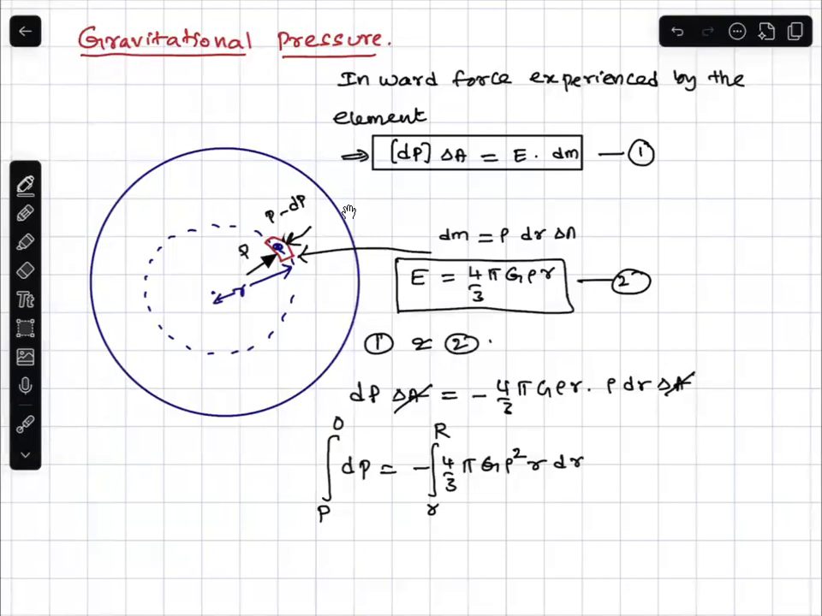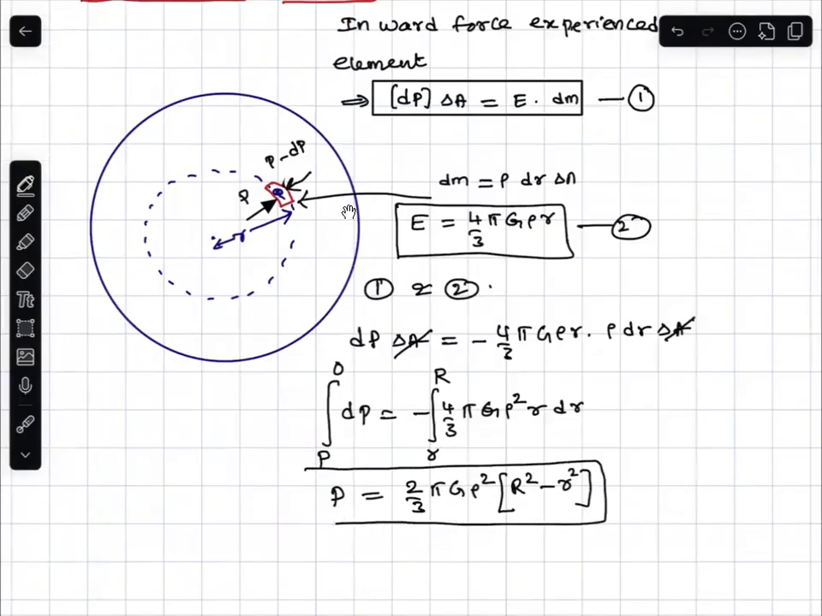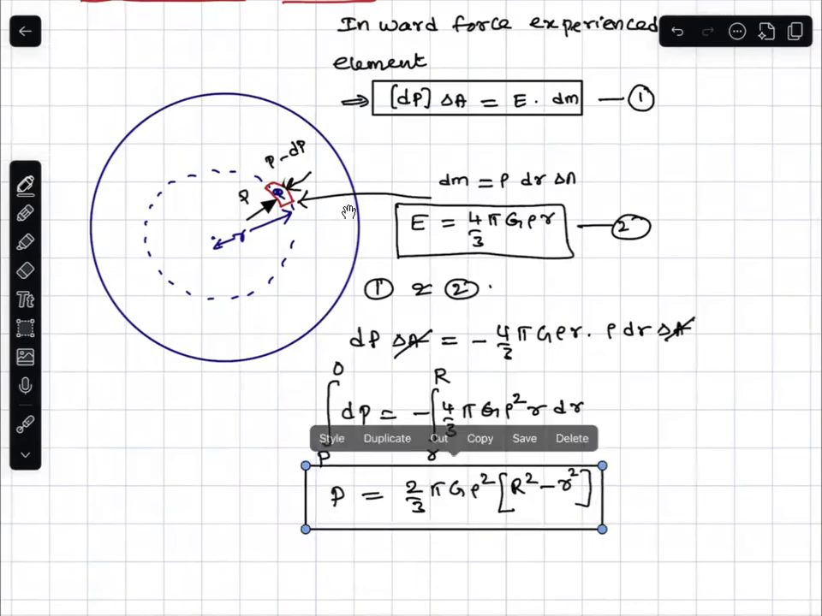Therefore, from this I can say P is 2 by 3 pi G rho square, capital R square minus small r square. Remember, this is a very important formula at a later stage. If you have any doubt, any level, ask me. I'll post these notes immediately after the class.